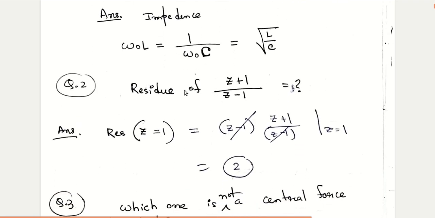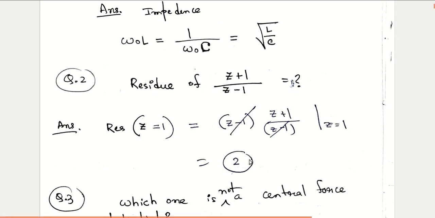The second question was: you have to find the residue of z plus 1 divided by z minus 1. So clearly you can see there is a pole at z equal to 1, and this is a simple pole. So for the residue, you need to multiply with z minus 1 and substitute z equal to 1, so the residue is 2.